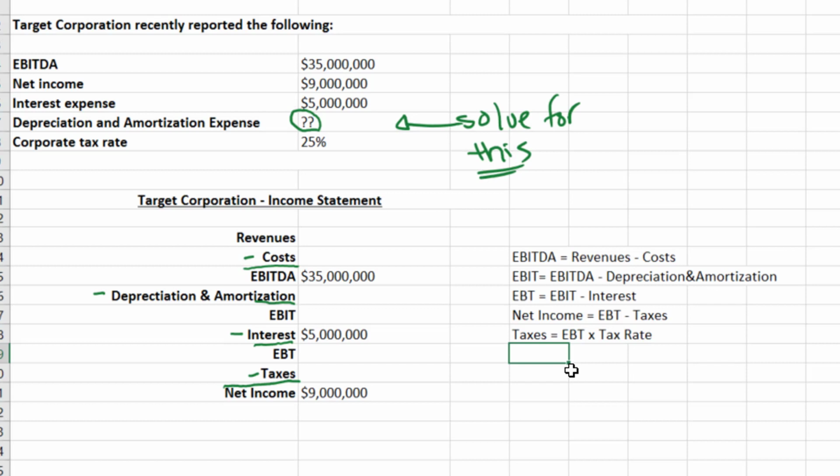Okay, so in this case, to solve this, I'm going to show you how I would do it. I would start off with these two equations right here. Make them yellow or green. Okay, and I'm going to make use of those in order to solve for that earnings before tax. I'll show you how I do that.